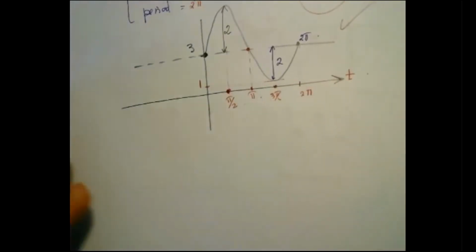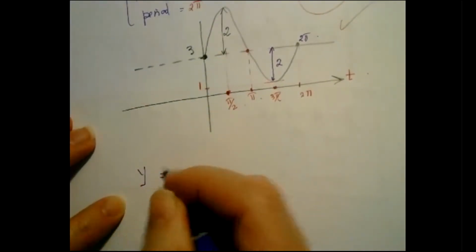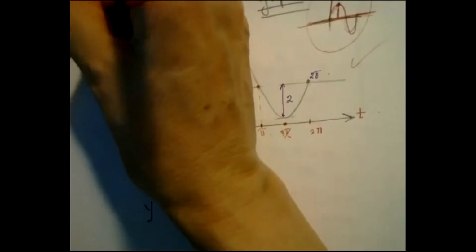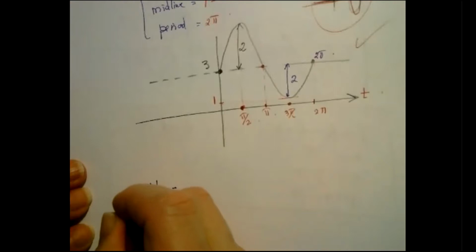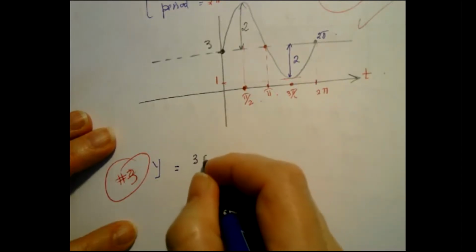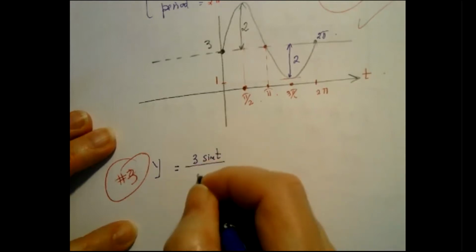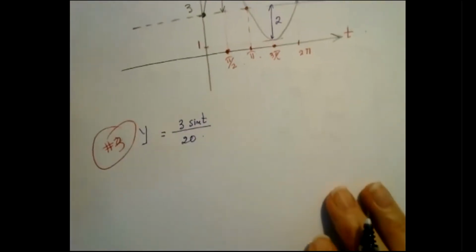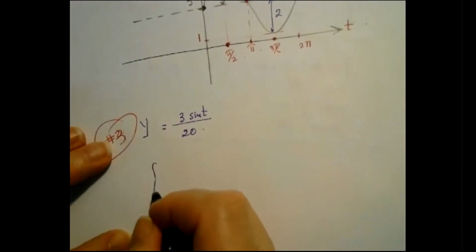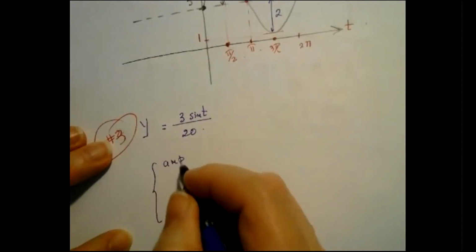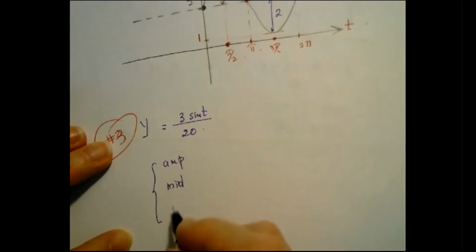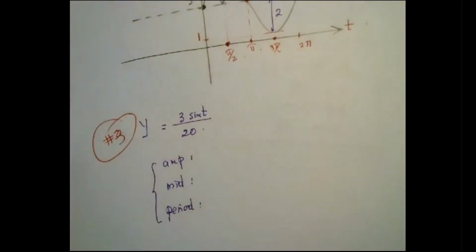So now I'm going to take another 2 problems. It's from the book. I think that's 1 from your book, and that's number 2. Oh, no, 3, I guess. y is 3 sine t over 20. Again, I want everything: the amplitude, the midline, and the period, which so far is 2 pi. It means the graph repeats itself on every interval of length 2 pi.